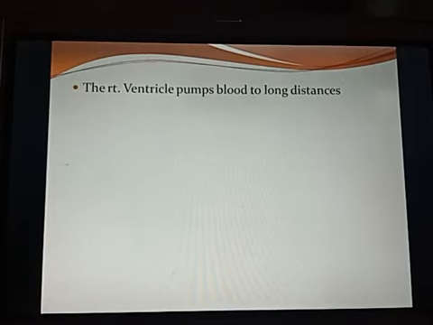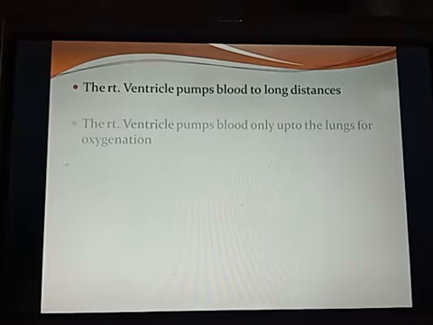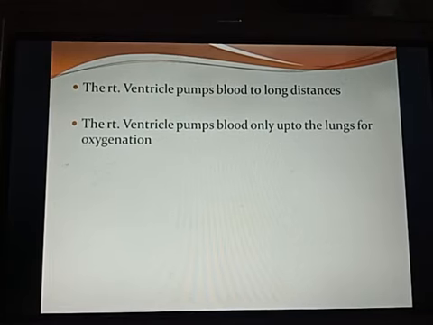The right ventricle pumps the blood to long distances. The right ventricle pumps the blood only to the lungs for oxygenation. Actually, it will be the left ventricle. It's written wrong. Okay, the left ventricle basically pumps the blood to long distances towards the tip of our toes. On the other hand, the right ventricle will pump the blood only to the lungs.